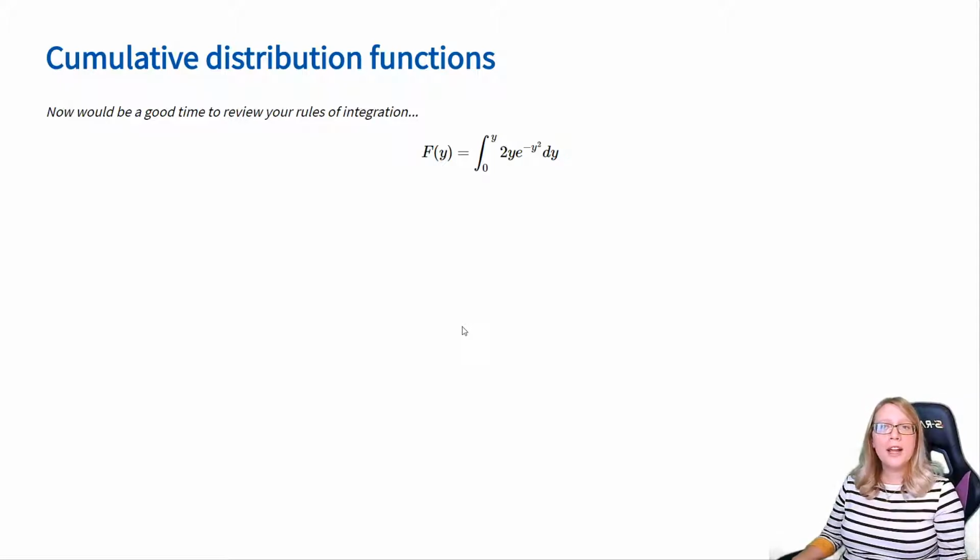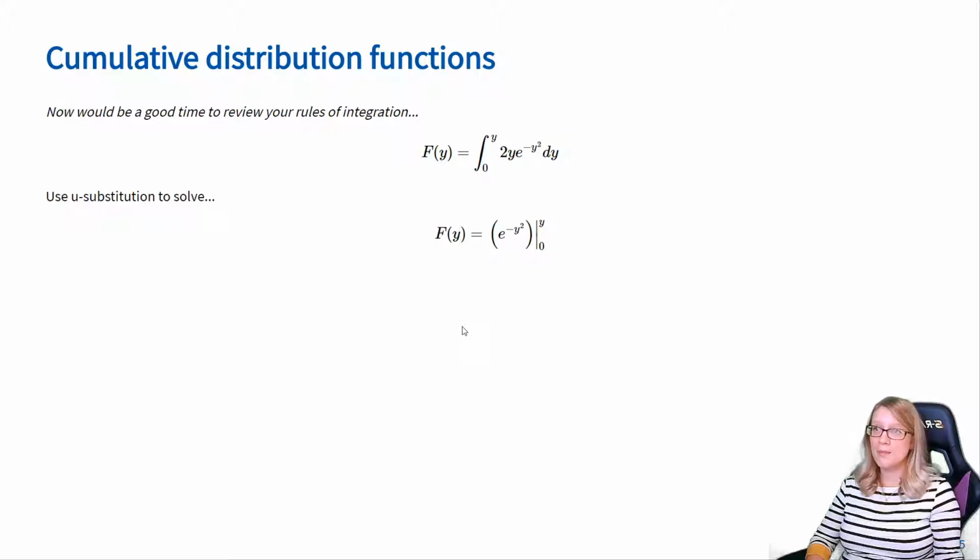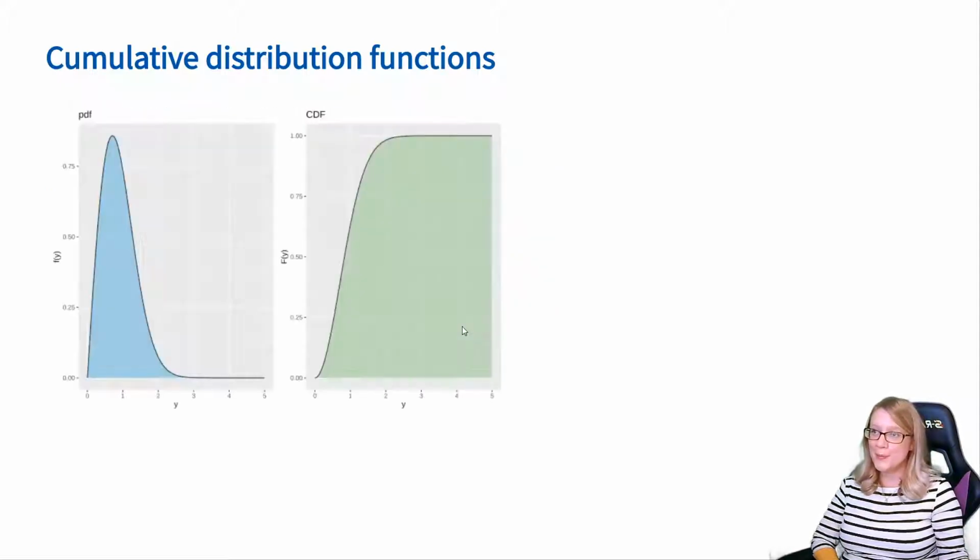So in order to find the CDF, capital F of y, we'll integrate from 0 to y our PDF, 2y times e to the negative y squared, with respect to y. Using u substitution, we end up with the following result. The CDF is equal to e raised to the negative y squared power, evaluated from 0 to y. Capital F of y then becomes 1 minus e to the negative y squared.